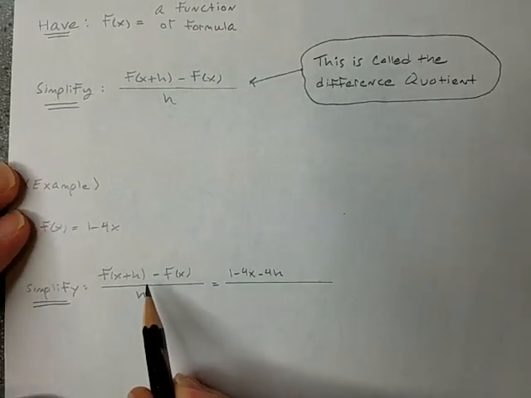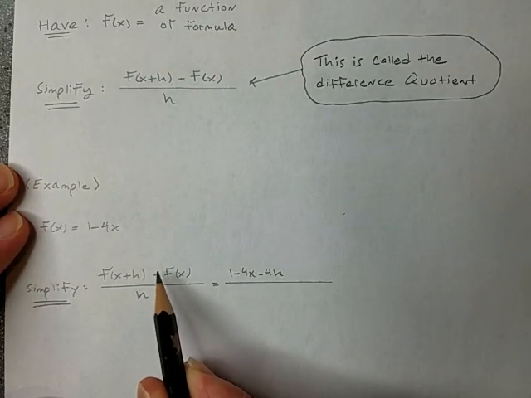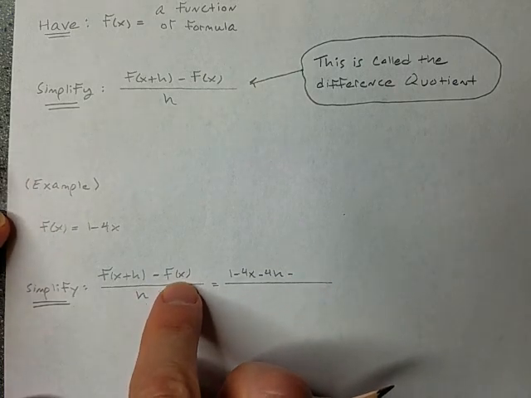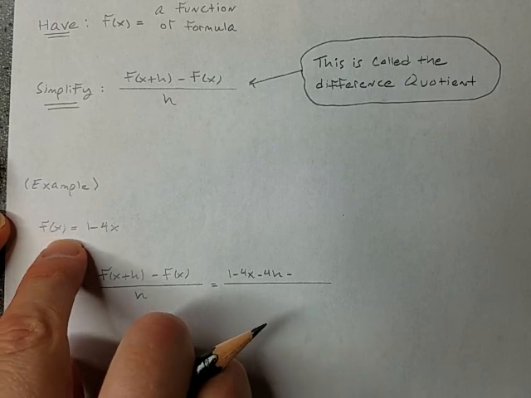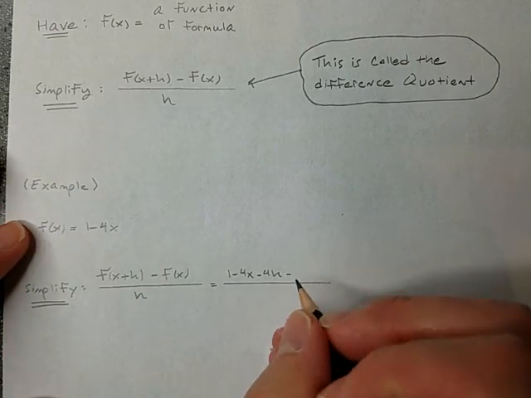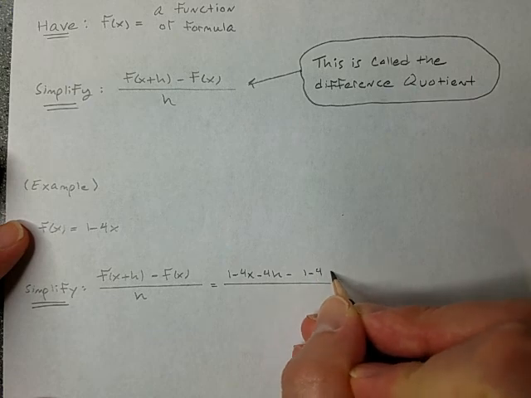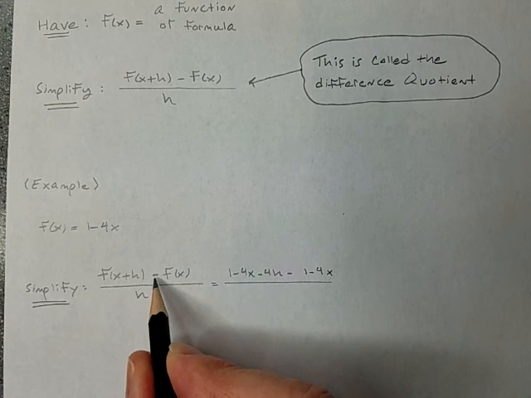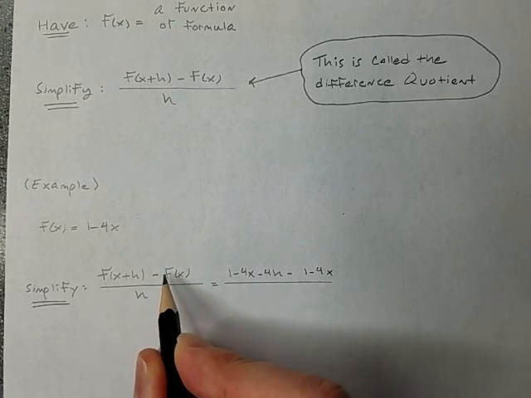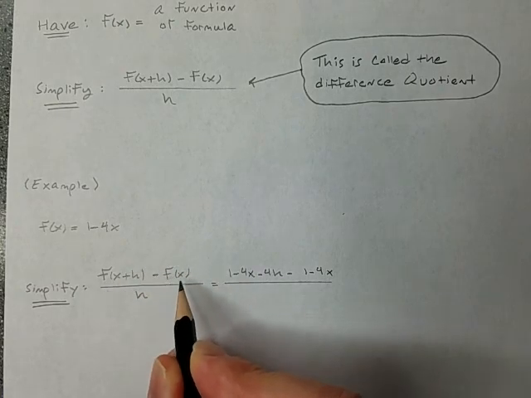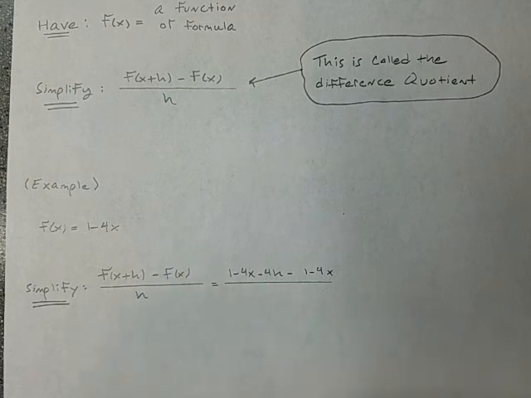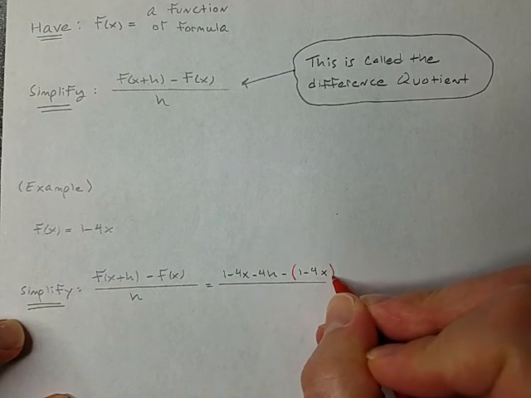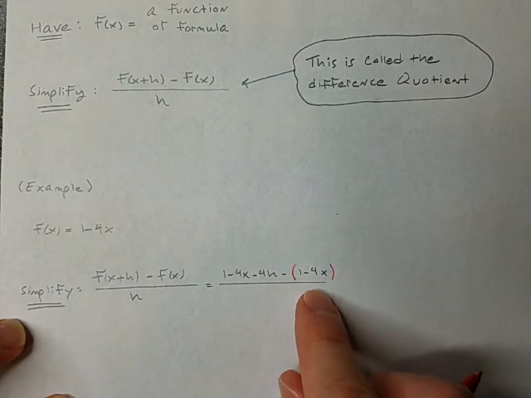What's next? Minus. See that minus right there? Okay, so we have a minus. And what comes after that? F of x. F of x is the name, the label of this original formula. So 1 minus 4x. Okay, now I need to point something out to you. This minus in the difference quotient applies to all of that if it should have more than one term. So I'm going to emphasize something here with my red pen: that minus applies to everything in there.